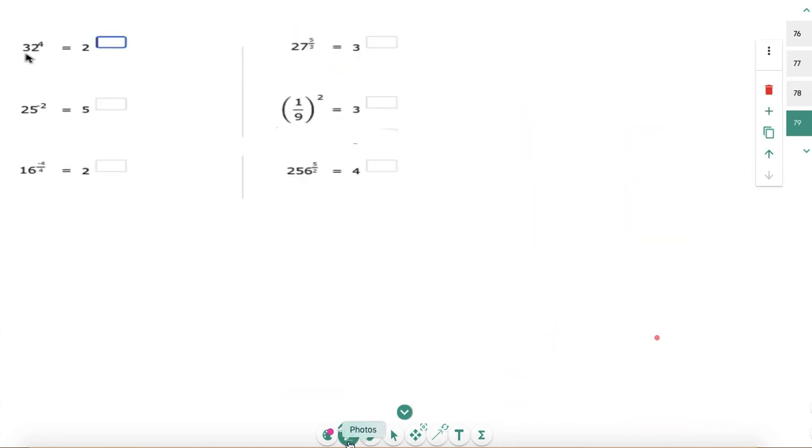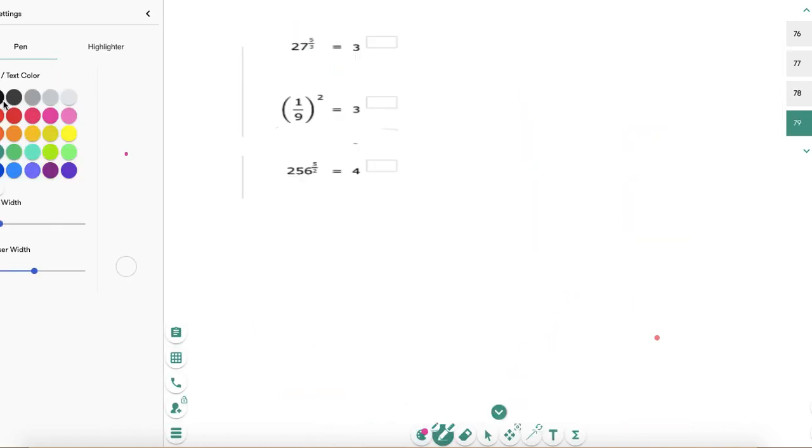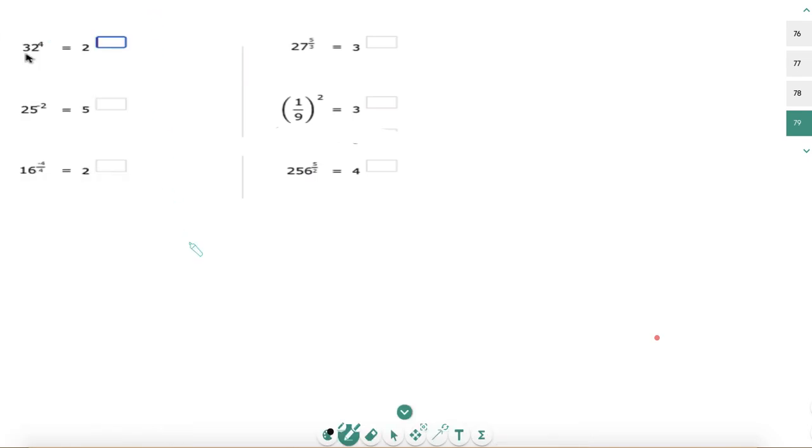Let's go to the next page and bang these questions out. It's going to get a little harder. 32 to the power of 4 is equal to 2 to the power of something. So let's write it out. 32 to the power of 4 is equal to 2 to the power of something.